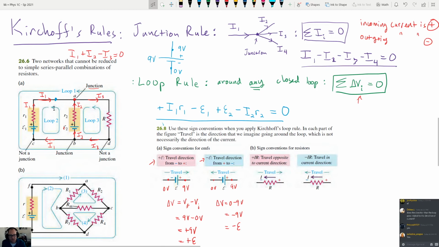That's why on this picture over here, when we did loop 2, we were going opposite to the direction of the current here. We were going from the top to the bottom, right? We're going around the loop in this direction, counterclockwise. So when we traverse the loop opposite to the direction of the current, you get a positive IR. When you're in the same direction as the current, you get a negative IR, right? So if the loop and the current are opposite, it's positive. If they're in the same direction, it's negative.